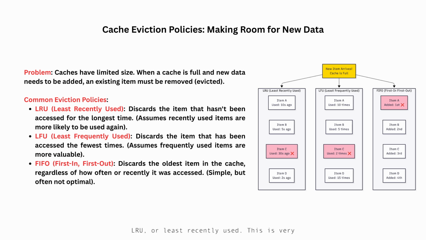LRU, or least recently used. This is very popular. It discards the item that hasn't been accessed for the longest period. The logic is that if something hasn't been used in a while, it's less likely to be needed again soon. LFU, or least frequently used. This policy discards the item that has been accessed the fewest number of times. The idea here is items accessed frequently are more valuable to keep even if they weren't the most recent.